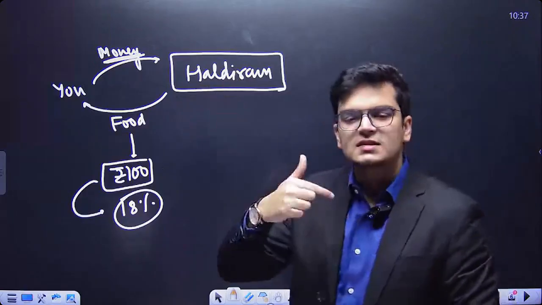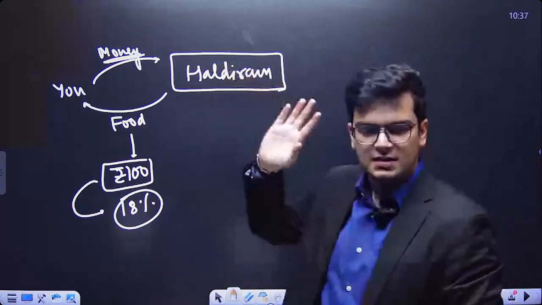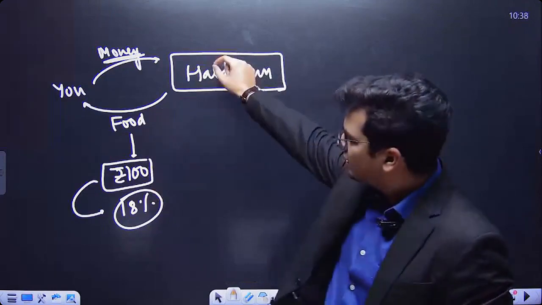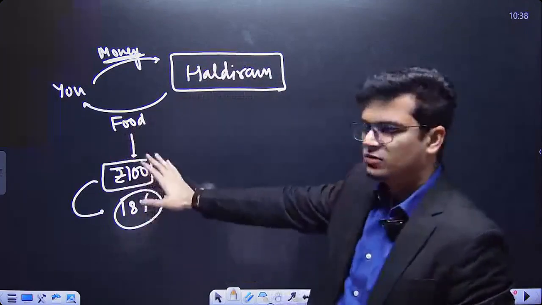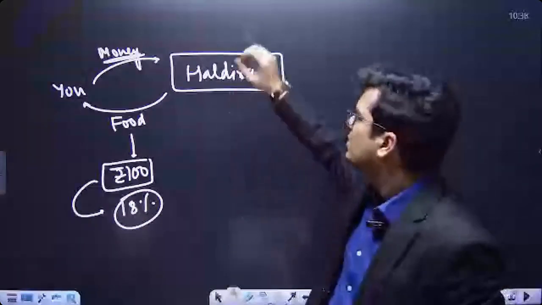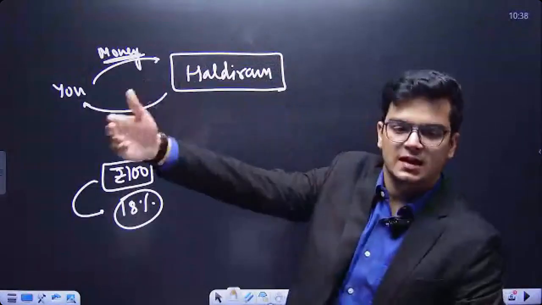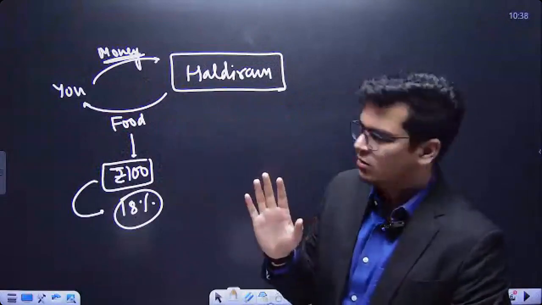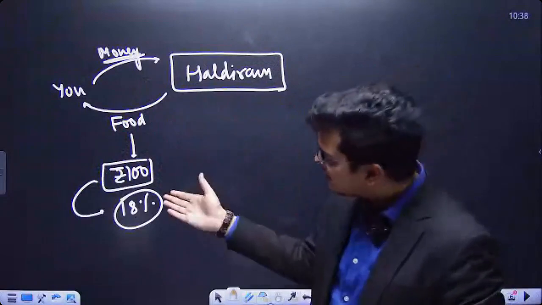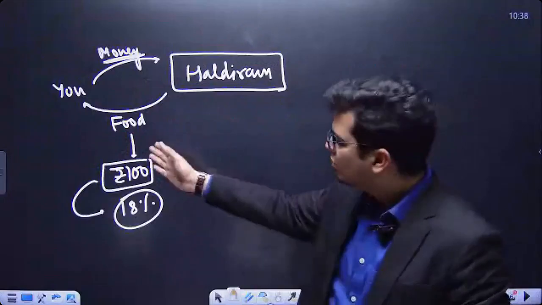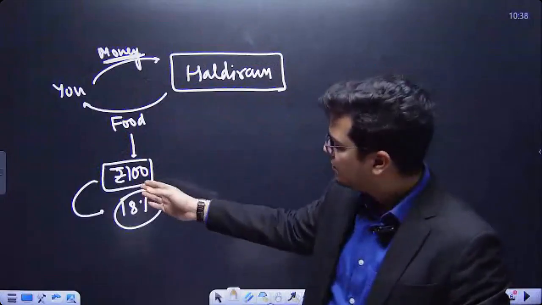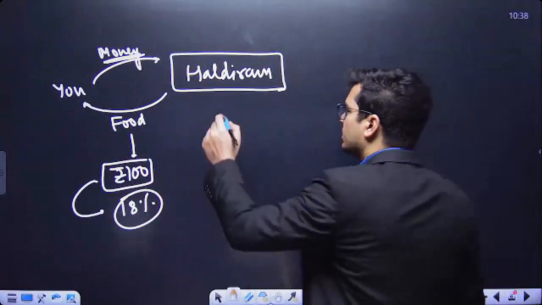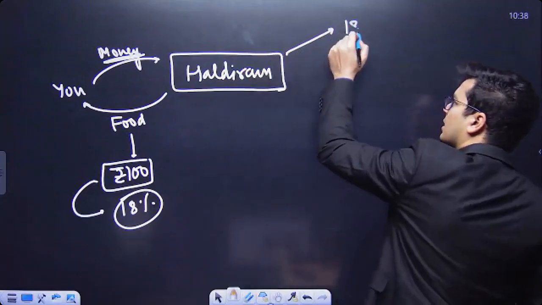Who is causing this sale? Haldiram is doing the sale. This 18% is levied on Haldiram. We will understand this also, the event of taxation, etc. But Haldiram is selling, so the government says whoever sells food will pay 18% tax on the value of food. Food value is 100 rupees. You will pay 18% tax. That's fine. So here Haldiram has to pay to the government 18 rupees.